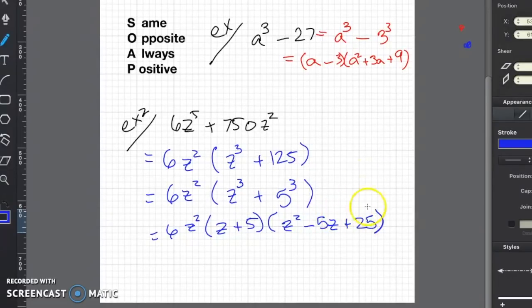I could double check to make sure this doesn't factor down anymore. But I'm pretty sure it won't, because 25 only has a few factors. It's going to be 5 times 5 or 1 times 25. So it doesn't factor anymore, because neither of those situations add to negative 5. So that's it. I am done. QED. Look at that.